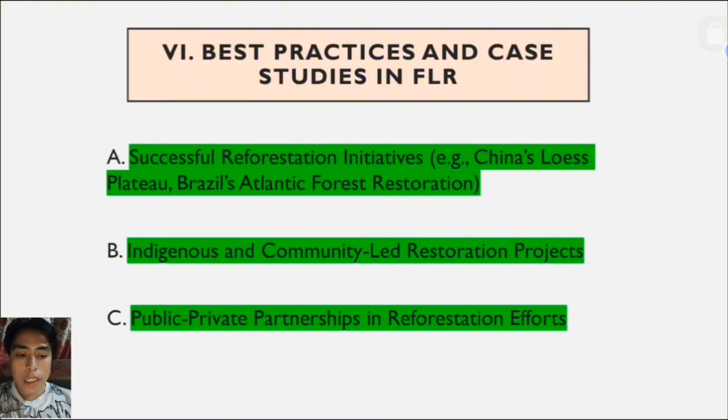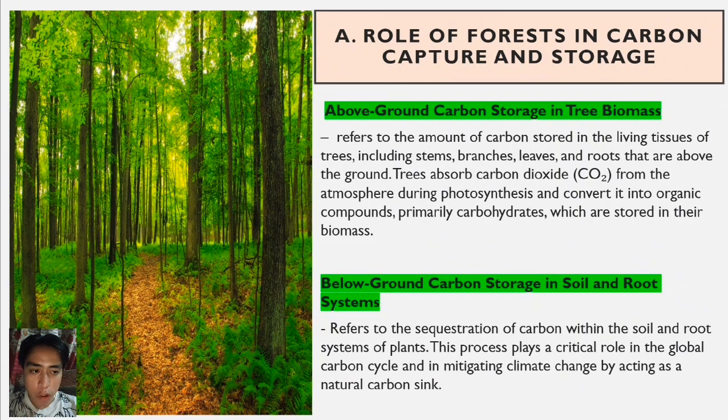And the last one is C, teamwork between government and private companies. Government and private business groups work together to plant trees and restore the forest. This kind of teamwork brings in more money and support to make projects more successful. It is important for keeping the earth's climate stable.